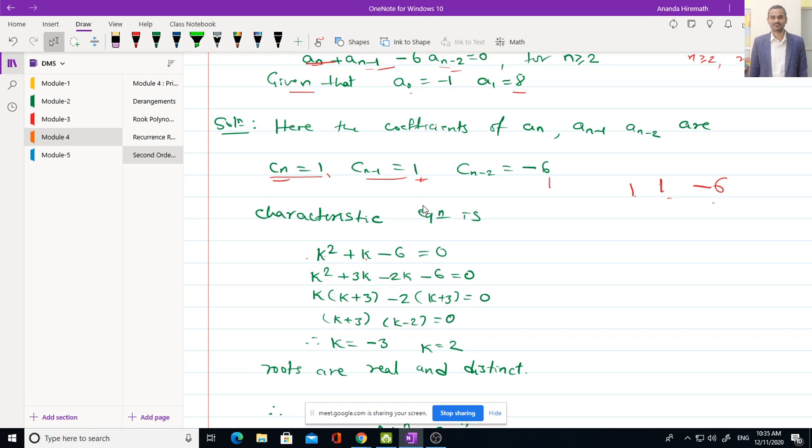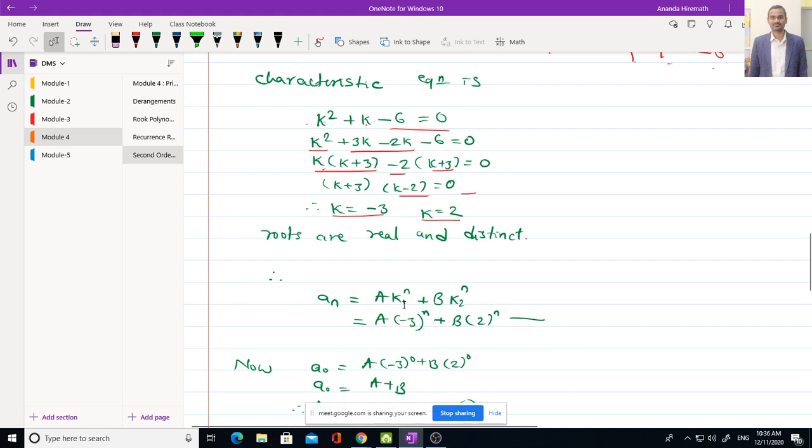Now I can write this as k square plus, I can split this k into two terms, 3k minus 2k, and minus 6 is equal to 0. Then I'll take k common in the first two terms, then it will be k into k plus 3, minus 2 I'll take common from the other two terms, then minus 2 into bracket k plus 3 equal to 0. Then it will be k plus 3 into k minus 2 equal to 0. Therefore we will get k is equal to minus 3 and k is equal to 2. So these are the roots.